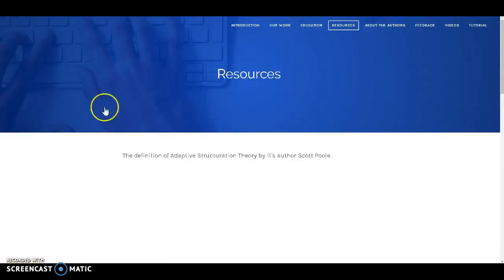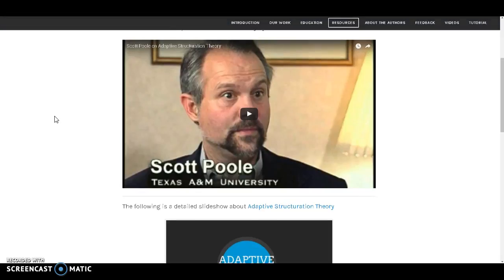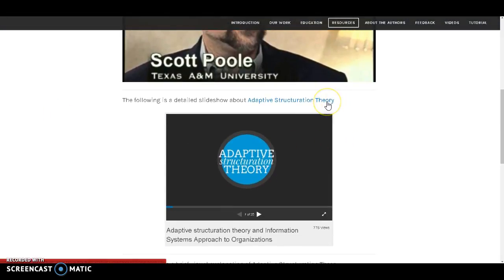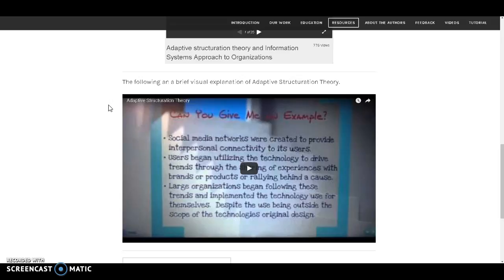The next page is the resource page. The first thing that you'll see on this page is Scott Poole's YouTube video on how he derived the theory, or how he authored the theory, what the bases of the theory are, what the basic foundations are, the key characteristics. Then you will be provided with a link to a slideshow, which basically gives you a very detailed understanding of the adaptive structuration theory. After that, you'll be given another YouTube video, which gives you another way of understanding this theory with a couple of examples at the end, in which they show you how various organizations, and not just the educational context, can use this theory to help promote their organization's profit, or their organization's marketing techniques and whatnot.